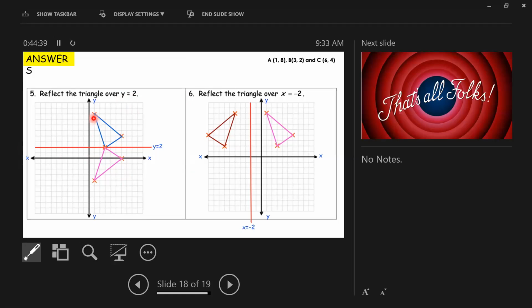Okay, and you can see here they do the same thing. They count the spaces away from the mirror line, and then they find the same number of spaces to get the image away from the mirror line on the other side. This one here, you notice that the point was on the mirror line, so the image will also be on the mirror line. So the object had no spaces away, and the image will have no spaces away as well.